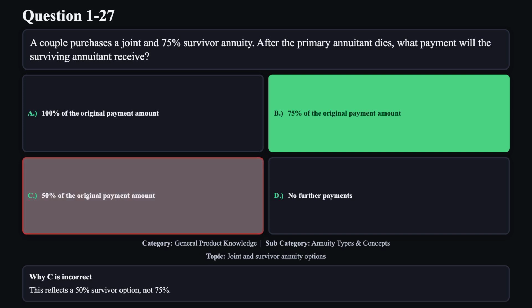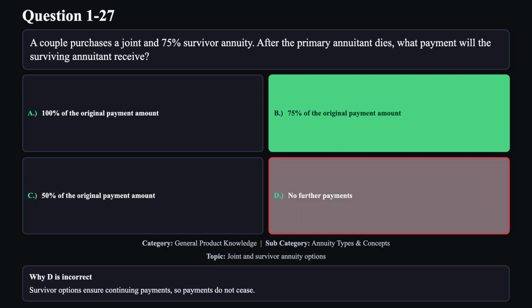Reason C is not correct. This reflects a 50% survivor option, not 75%. Reason D is not correct. Survivor options ensure continuing payments, so payments do not cease.